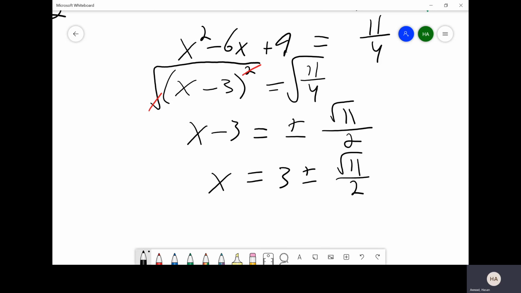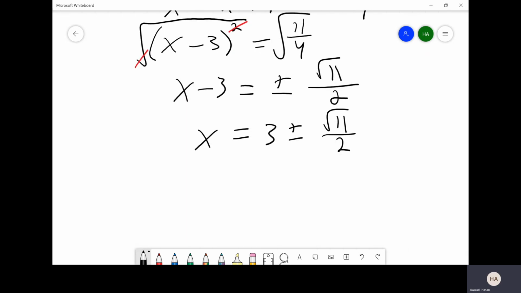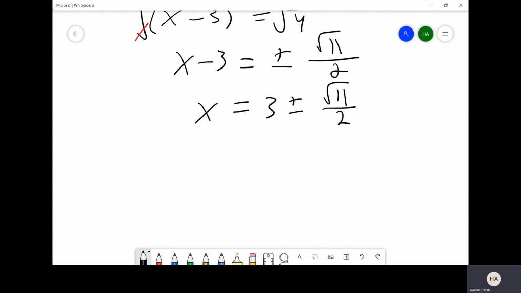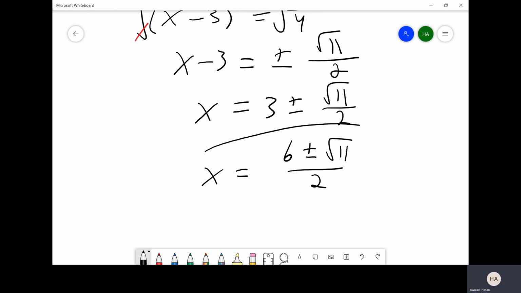And for the record, I would accept this exactly how it is. But if you really want to get fancy and combine the integer with the fraction, even better, because it definitely makes it look a little bit nicer. So we would end up with 3 is the same thing as 6 over 2. So we would get 6 plus or minus square root of 11 all over 2. And this would be your final answer.